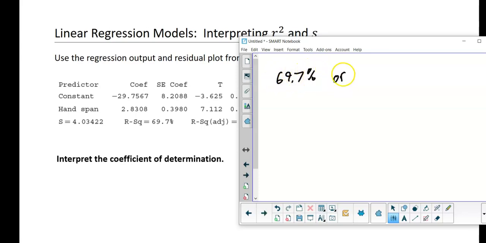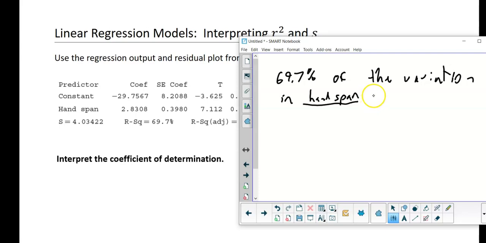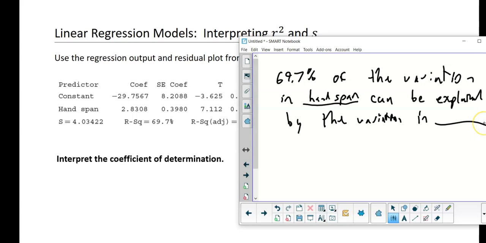69.7% of the variation in X, in this case, X is handspan, I think. Putting a blank there because whatever X is, can be explained by the variation in Y, which in this case is the number of Starburst.